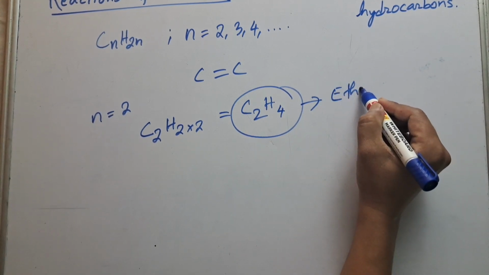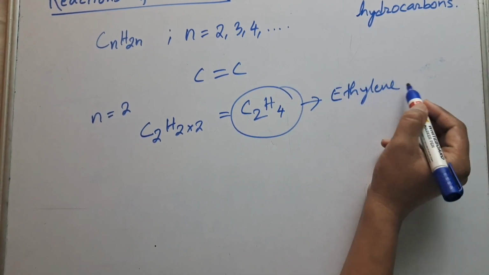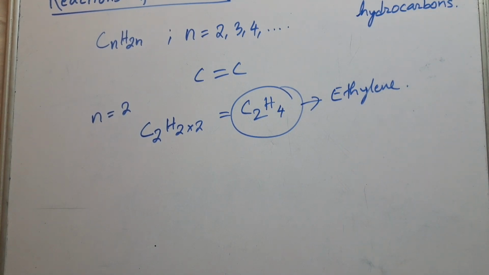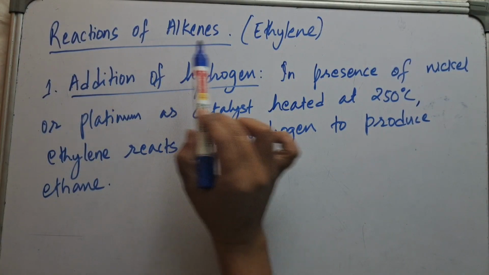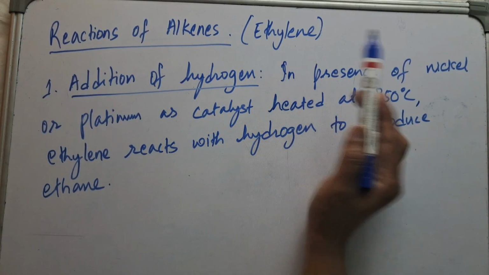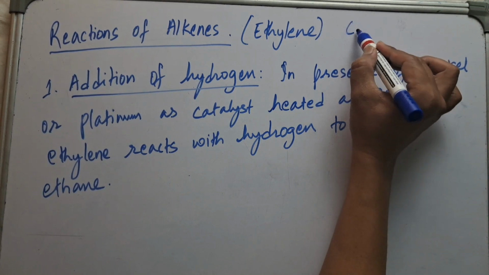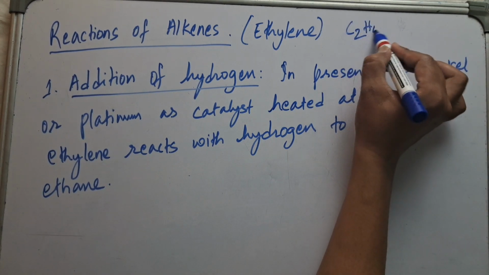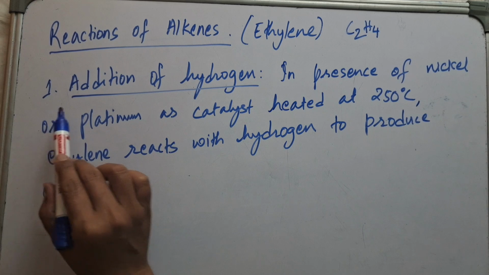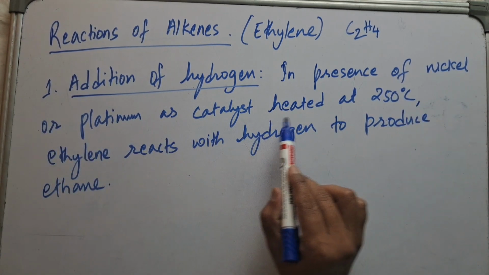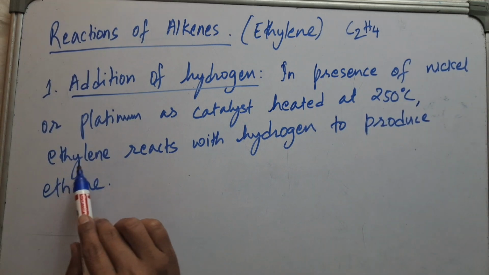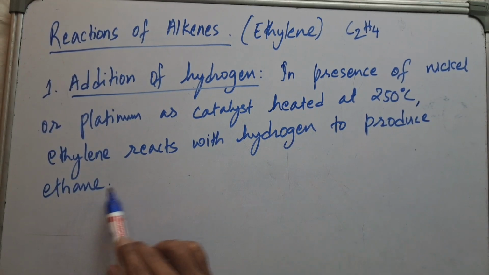Ethylene or ethene. This is the first alkene, and today in this video we are going to see the reactions of ethylene, the reactions of alkenes. We are taking ethylene as an example, and the molecular formula for ethylene is C2H4. The first reaction is addition of hydrogen. In presence of nickel or platinum as catalyst heated at 250 degrees Celsius, ethylene reacts with hydrogen to produce ethane.